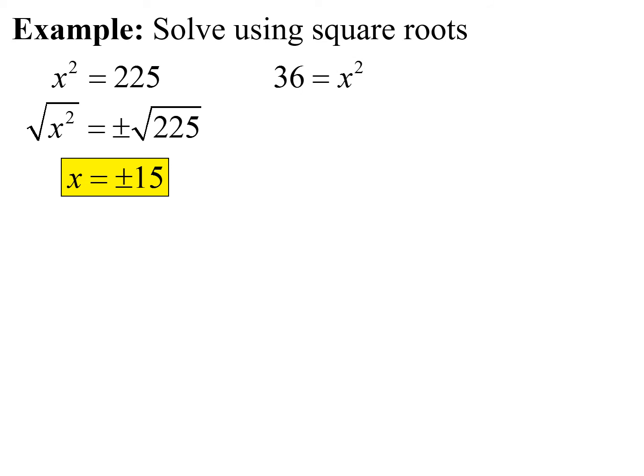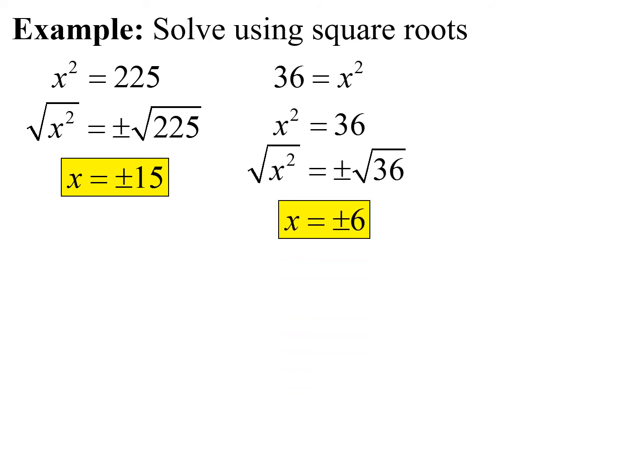Now if I'm looking at 36 equals x squared, typically we like our variables on our left-hand side, so I'm just going to go ahead and flip that around and have it x squared equals 36. Now in order to undo a square, I'm going to take the square root. What I do to one side, I do to the other, remembering that we're going to do plus or minus square root of 36. So square root of x squared is x. The square root of 36, what number times itself equals 36? That is 6, so we have plus or minus 6.